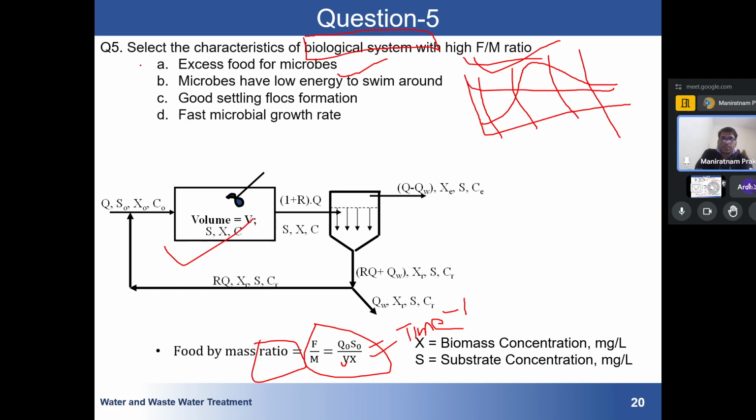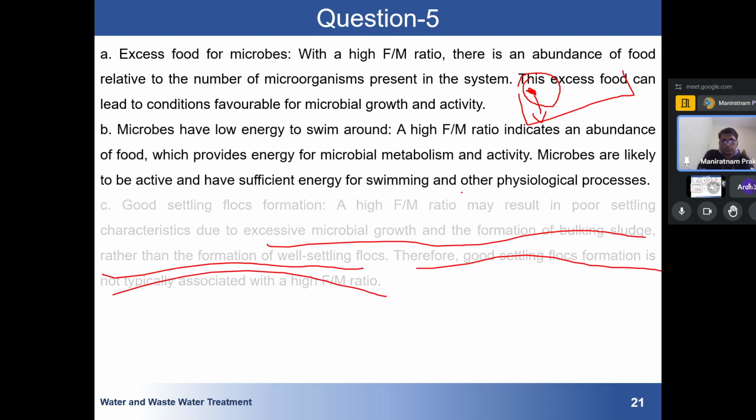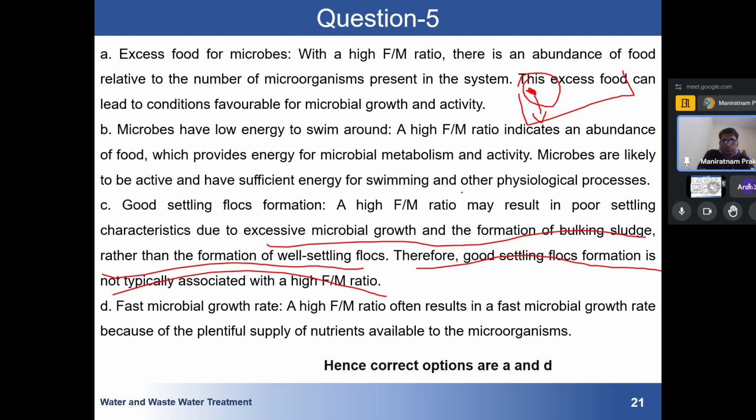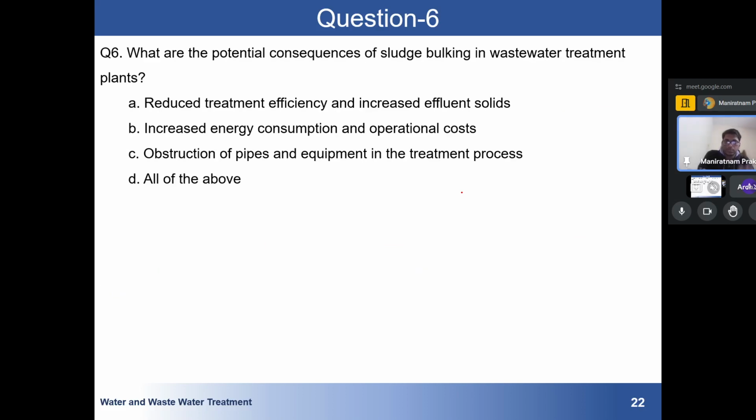Option A and D are correct. Okay, so this was the fifth question, and this question is again related to sludge bulking.